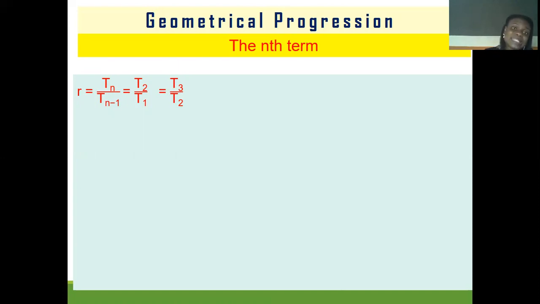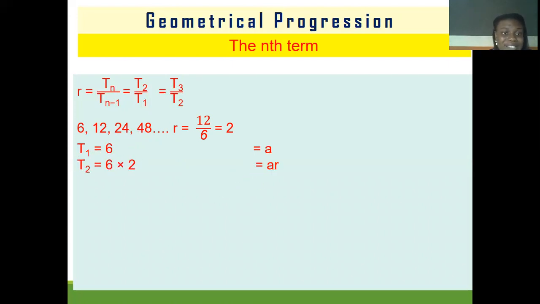Now, as we said, it can be T2 over T1, or T3 over T2, or T4 over T3. It can be any two terms in the geometrical progression. Although we like to stick to T2 and T1, in cases where you do not have those, you can use something else. Now look at this: 6, 12, 24, 48. Of course, our ratio here is 12 over 6, T2 over T1, which is 2. Common ratio R is 2. So T1 is 6, and that's the same thing as A. T2 is 6 times 2, and that is the same thing as AR. Take note that R is 2.